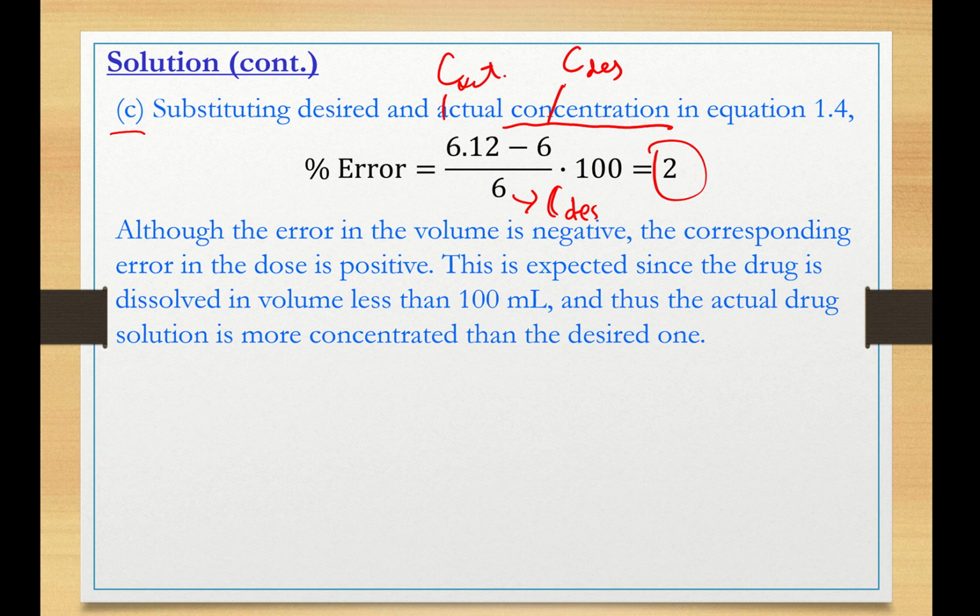Notice that the percent error associated with the measurement was negative 2, whereas the percent error associated with the concentration is positive 2. The reason for that is because we have added less volume. We have added 98 ml instead of 100 ml, and therefore the drug concentration is more concentrated. Okay, that's why the positive error there.